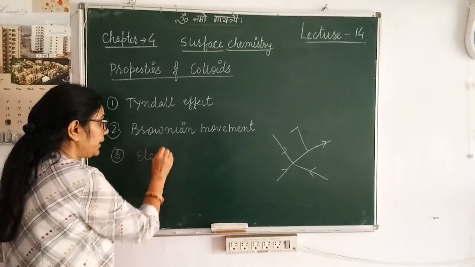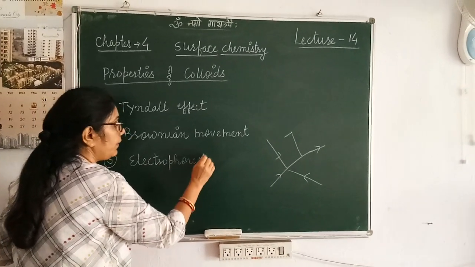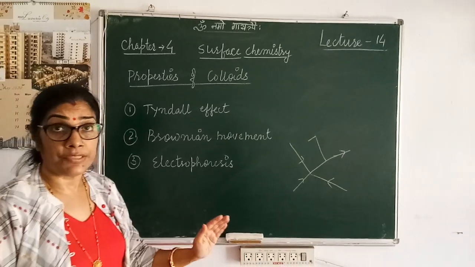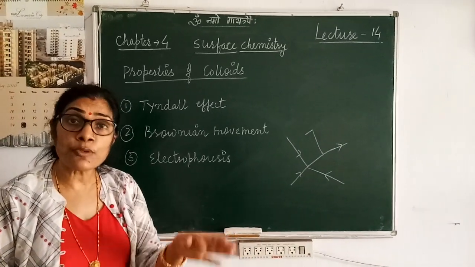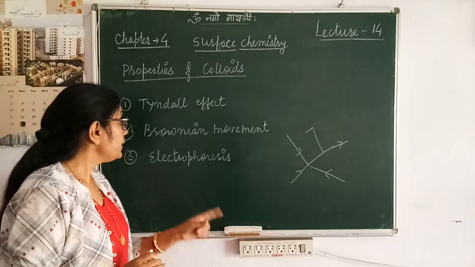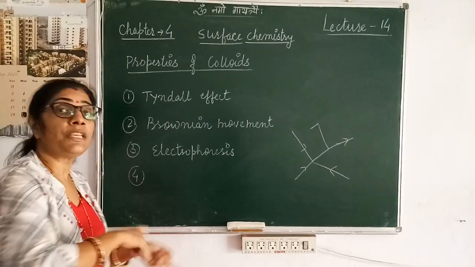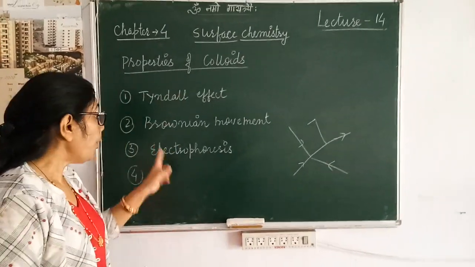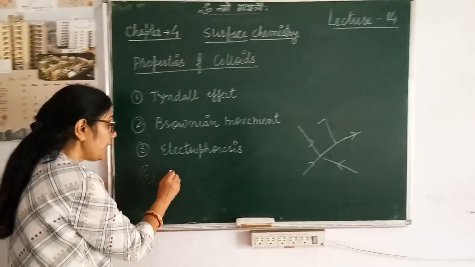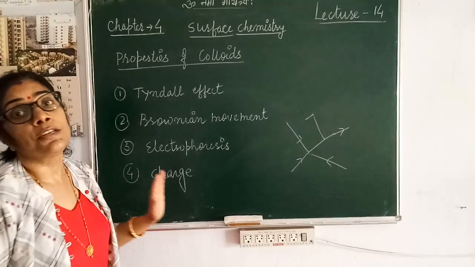Next is electrophoresis. The phenomenon by which the particles of a colloid move towards oppositely charged electrodes is known as electrophoresis. On the basis of this, if they are positive, they go towards the negative electrode. If they are negative, they go towards the positive. So on the basis of electrophoresis, we can say that colloids bear charge also.